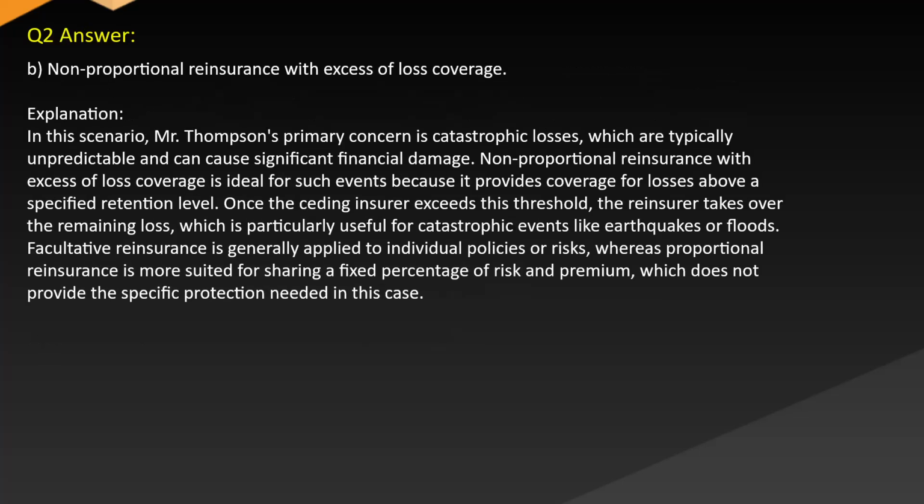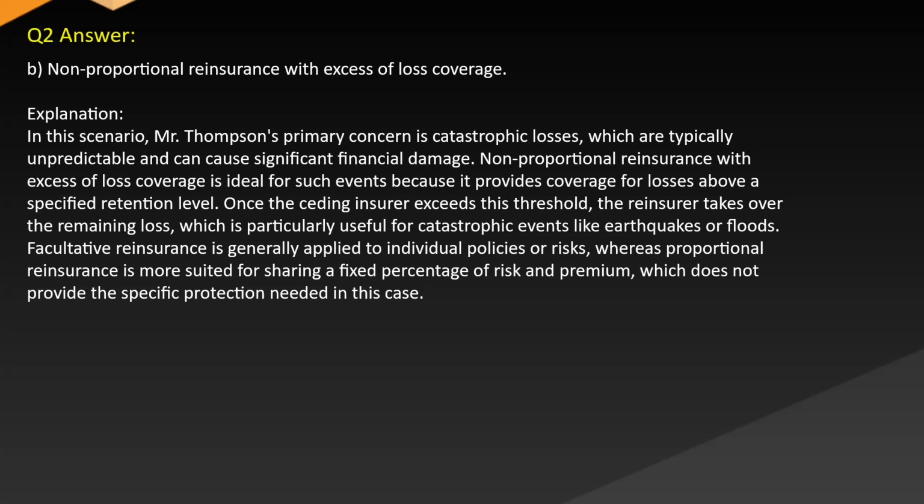Answer: B. Non-proportional reinsurance with excessive loss coverage. Explanation: In this scenario, Mr. Thompson's primary concern is catastrophic losses, which are typically unpredictable and can cause significant financial damage. Non-proportional reinsurance with excessive loss coverage is ideal for such events because it provides coverage for losses above a specified retention level. Once the ceding insurer exceeds this threshold, the reinsurer takes over the remaining loss, which is particularly useful for catastrophic events like earthquakes or floods.